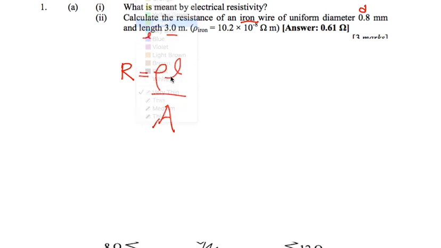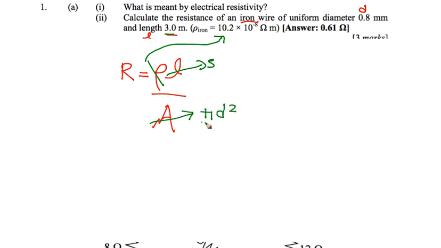Now the value of rho is given as 10.2 × 10^-8 ohm meter, and the length L is equal to 3 meter. For the area A, because the question gives you the value of the diameter, you can find the cross-sectional area A by the equation pi D squared divided by 4. This is for the area A. So now the final answer, R is equal to 0.61 ohm.